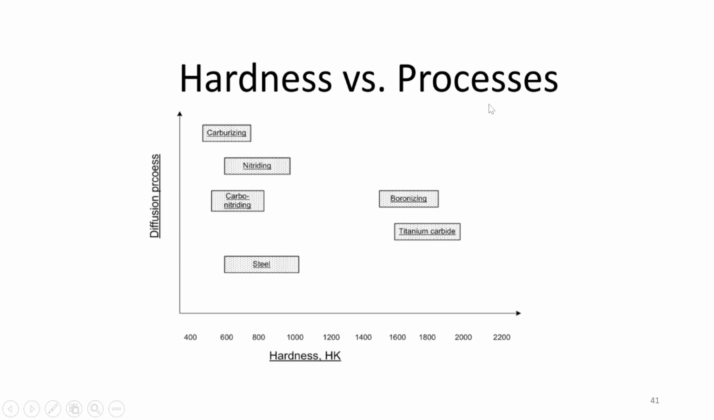Okay, so hardness versus processes. The hardness of steel and titanium carbide is given for comparison. As you keep on changing these various processes, the lowest hardness will be for carburizing, then higher than that you have carbonitriding, then you have nitriding with the highest strength among these three, then boronizing is higher than these three processes. It's up to here, 1800 HK.